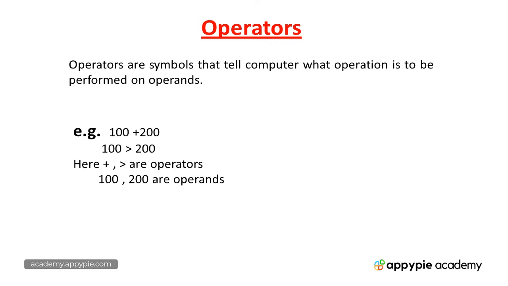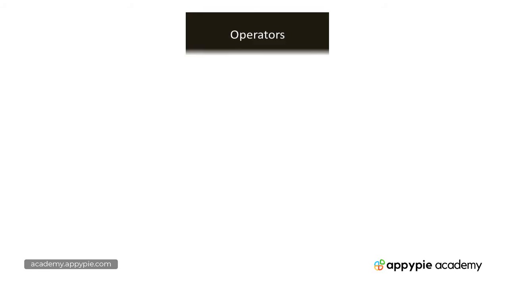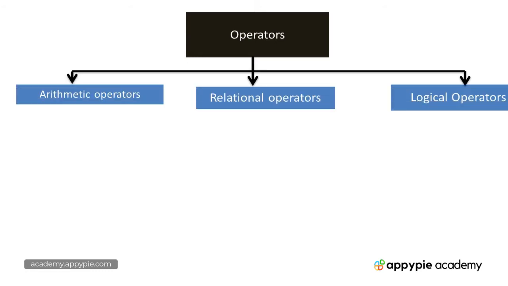Similarly, 100 greater than 200. I am comparing 100 with 200 by writing 100 greater than 200. So here also 100 and 200 are operands, and greater than is the operator. As far as types of operators are concerned, on a basic level there are three types: arithmetic operators, relational operators, and logical operators.